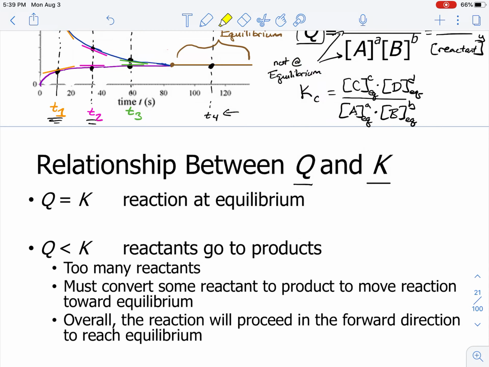So I just want to highlight a few points here. First and foremost, when Q is less than K, reactants must be converted to product so that the reaction can move toward equilibrium. And so overall, the reaction will proceed in the forward direction to attain that state of equilibrium.